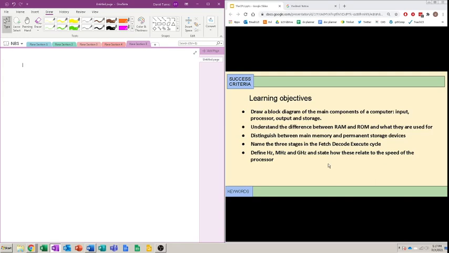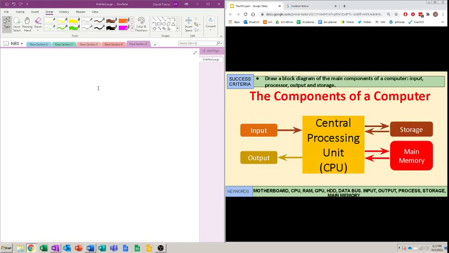So how does that relate to us? Well, hopefully you can see this diagram here, and these are the core components of a computer in terms of input, processor, output, and storage. So a computer uses a CPU, and the CPU is the brains of a computer. It's what does all the thinking. And in order to function, it also needs inputs and outputs.